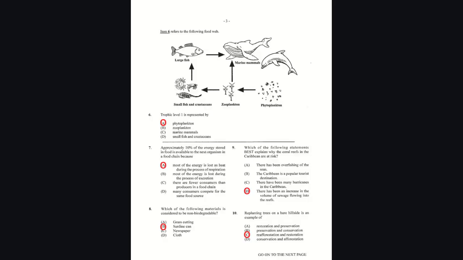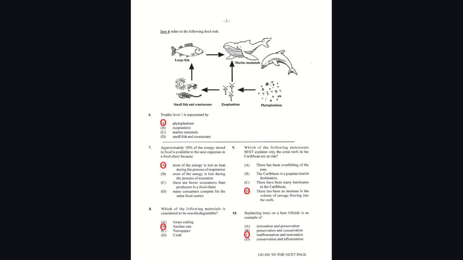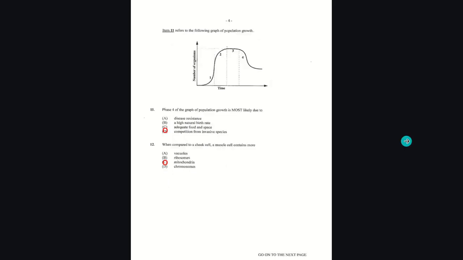So now 10. Replanting trees on a bare hillside is an example of A. Restoration and preservation. B. Preservation and conservation. C. Reforestation and restoration. And D. Conservation and afforestation. Alright, so the answer we're going to be choosing is C. Reforestation and restoration.